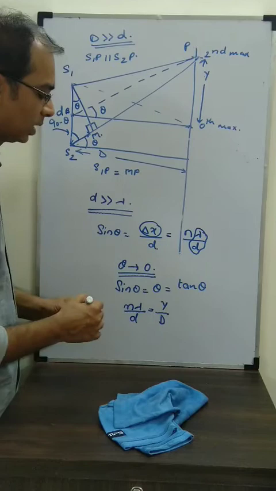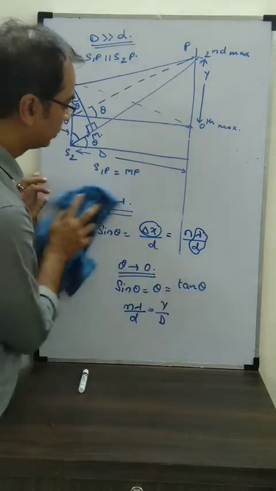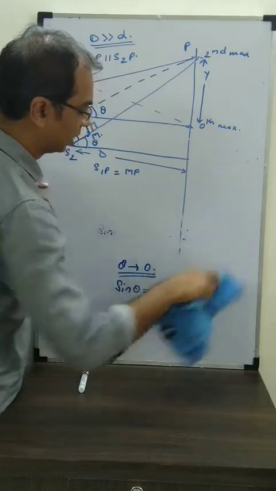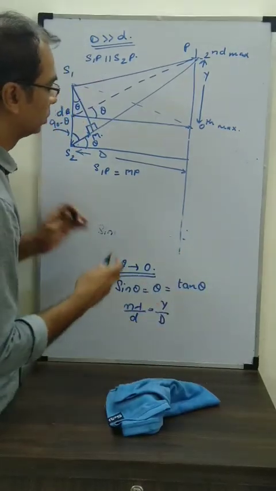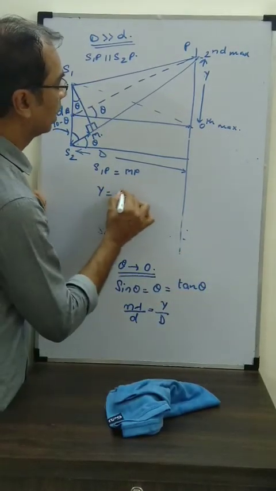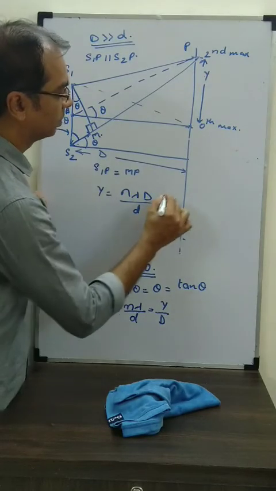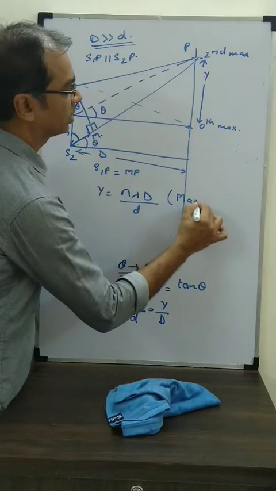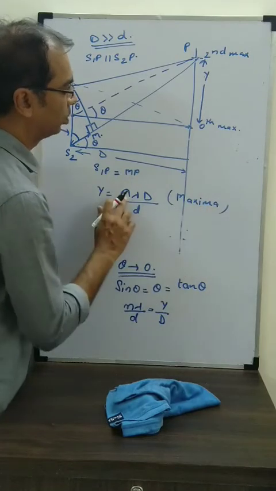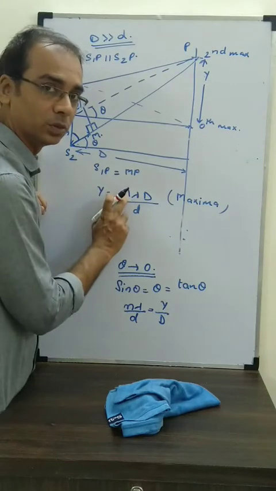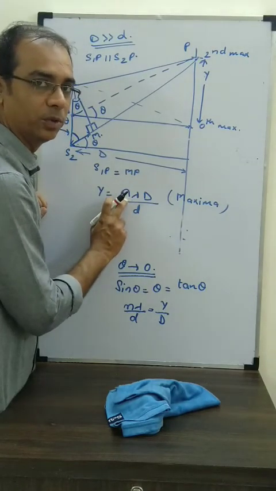So in this case, the position of maxima or minima or whatever you are searching for, we can find with y equal to n lambda D by d. This is for maximum, okay? For any maxima: suppose first maxima, then we put n equal to 1. If it is second maxima, we put 2. Third maxima, we put 3.